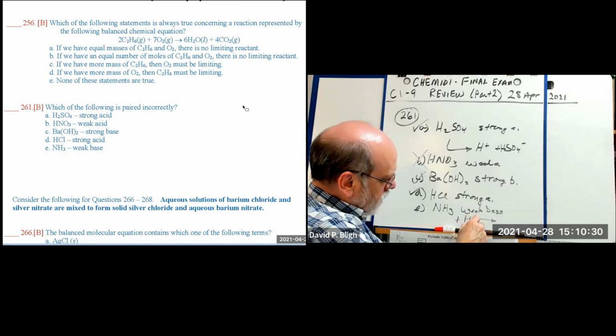In fact, 99.5% or 99.4% of ammonia in solution is still ammonia. That's why when you open the cap of a bottle of ammonia, household cleaning solution, you smell that ammonia right away. It has a very high vapor pressure. So it doesn't form that ammonium easily, which means it's a weak base. So the only one that's false is nitric acid.